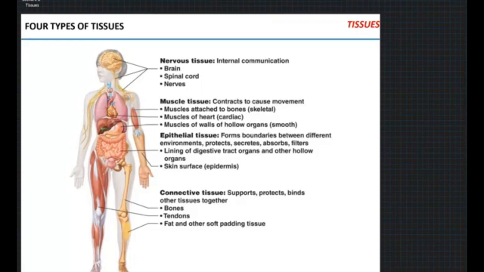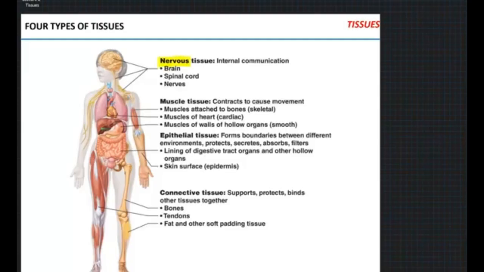So as I mentioned, our today's topic is tissues. First of all, I want to clarify the difference between the specific term tissue in anatomy versus the more common term tissue that we use when we talk about different organs. The tissues that we talk about in anatomy, there are four of them.